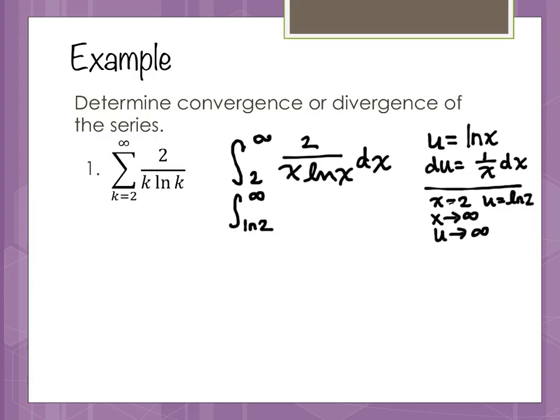I'm about to put things in terms of u. This 1 over x part and the dx part, that's the du. The 2 stays, and then my ln of x is actually my value of u.